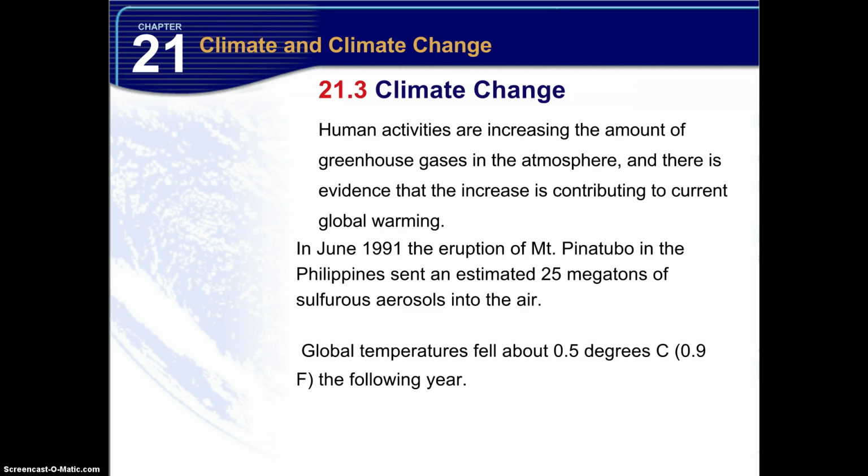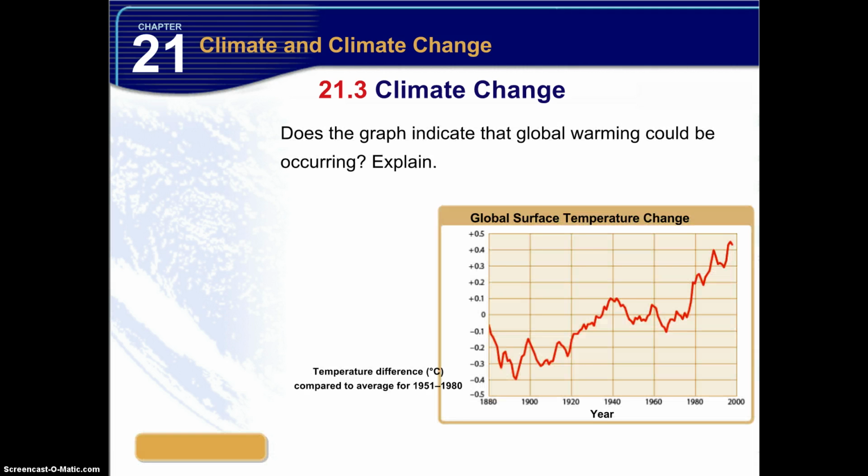For example, in June 1991, the eruption of Mount Pinatubo sent 25 megatons of sulfurous aerosols into the air. Global temperatures fell about half a degree the following year, drastically changing the climate around the world. So, does the graph indicate that global warming could be occurring, and explain how this graph could show that?